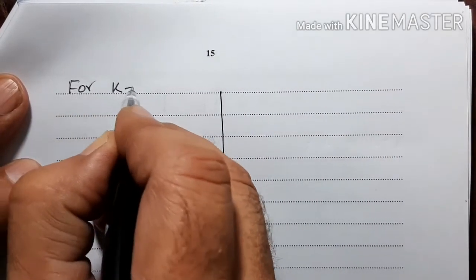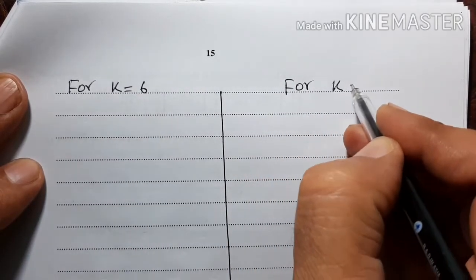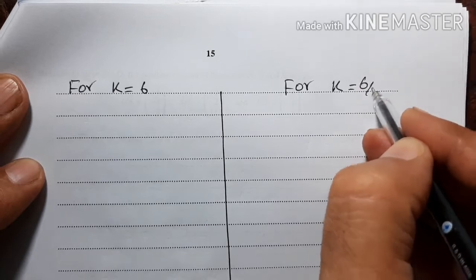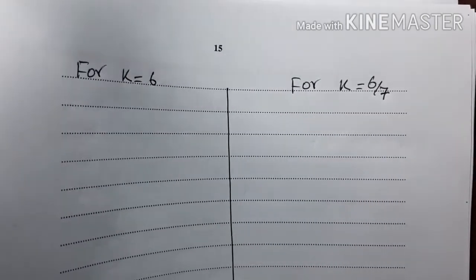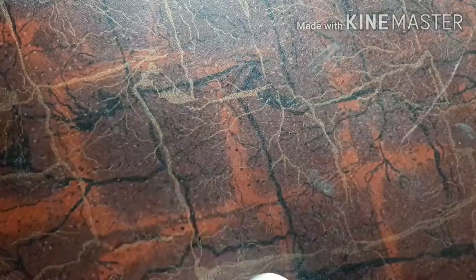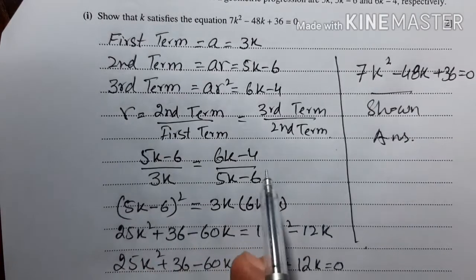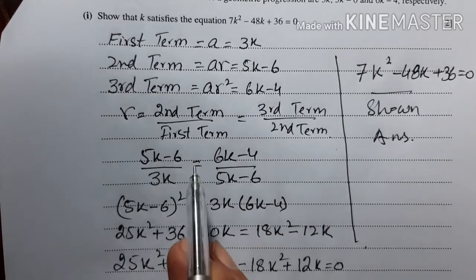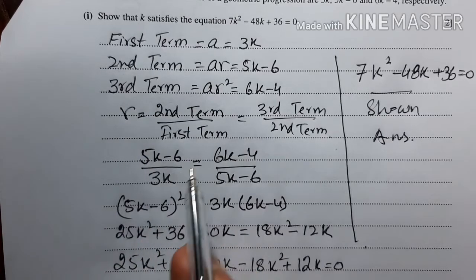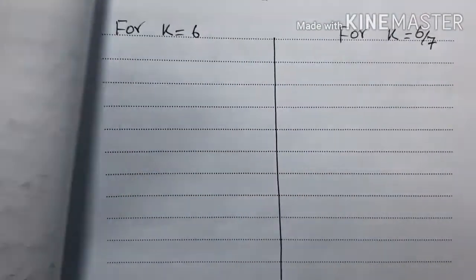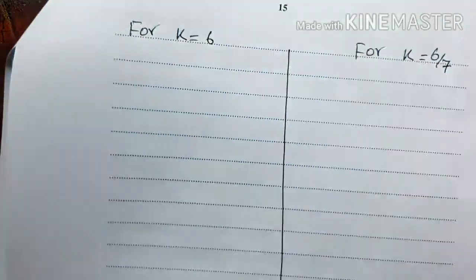For K is equal to 6, or for K is equal to 6 by 7, I can use this relation. Either this or this, because these both are R's. So I can use one of these two relations. I will use this 5K minus 6 over 3K for finding R from part 1.